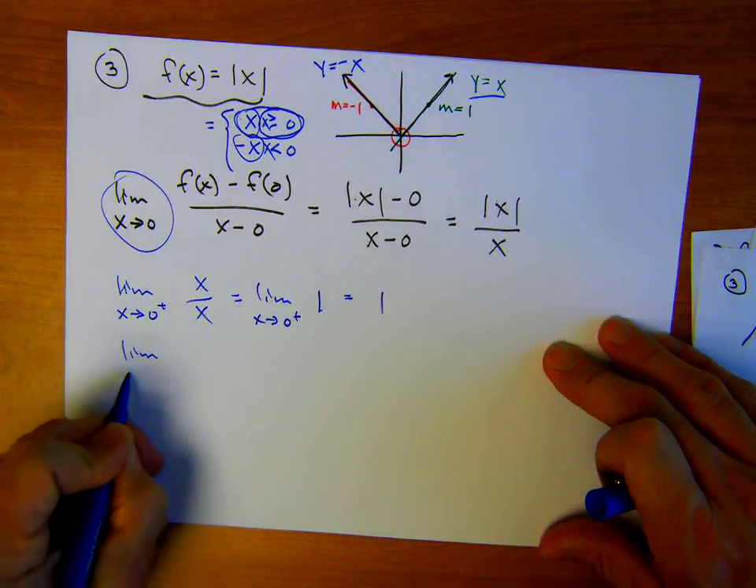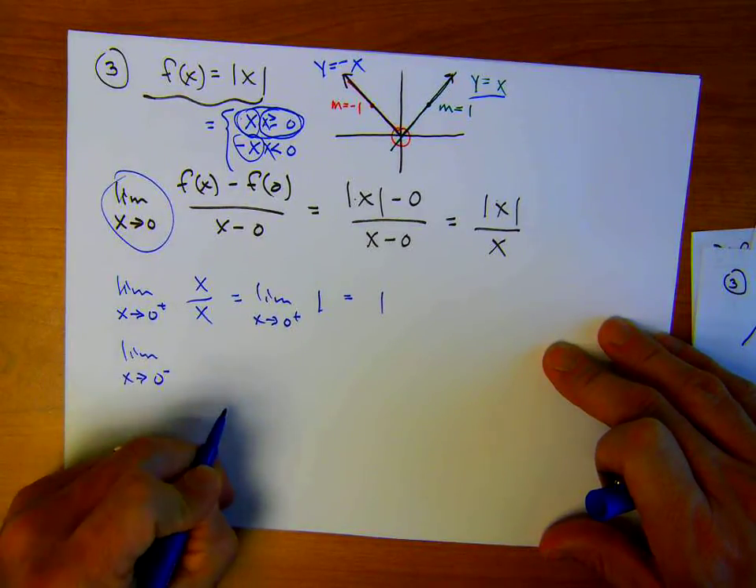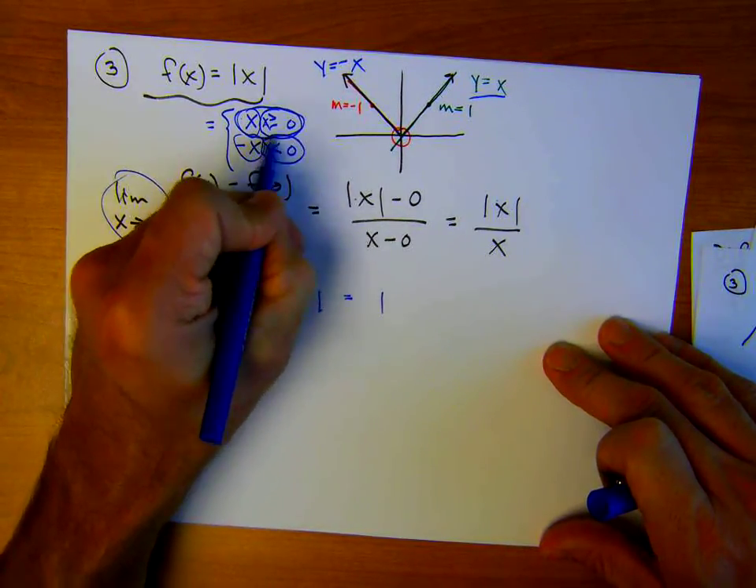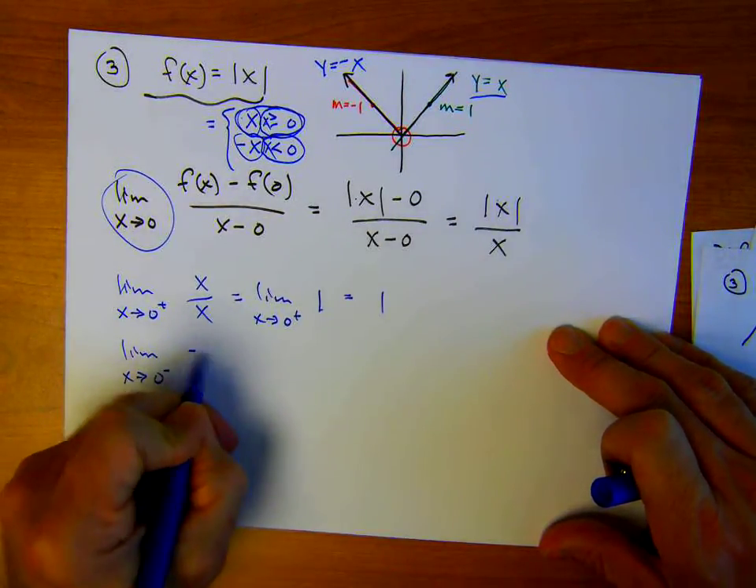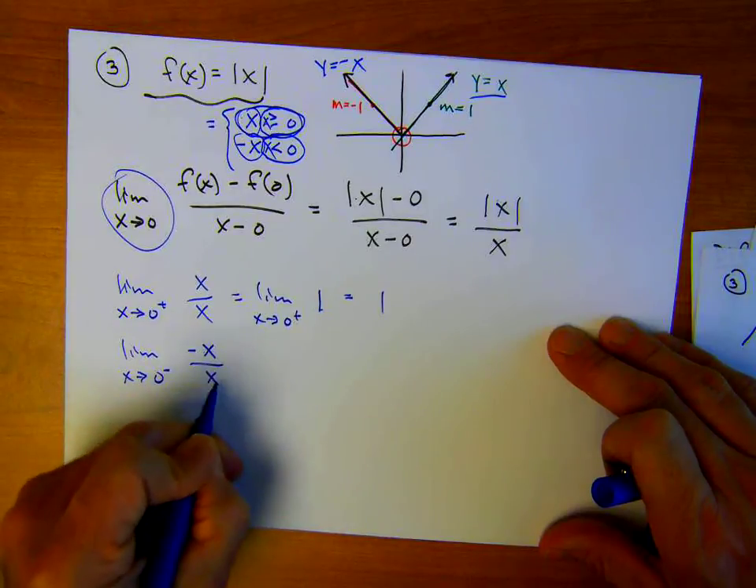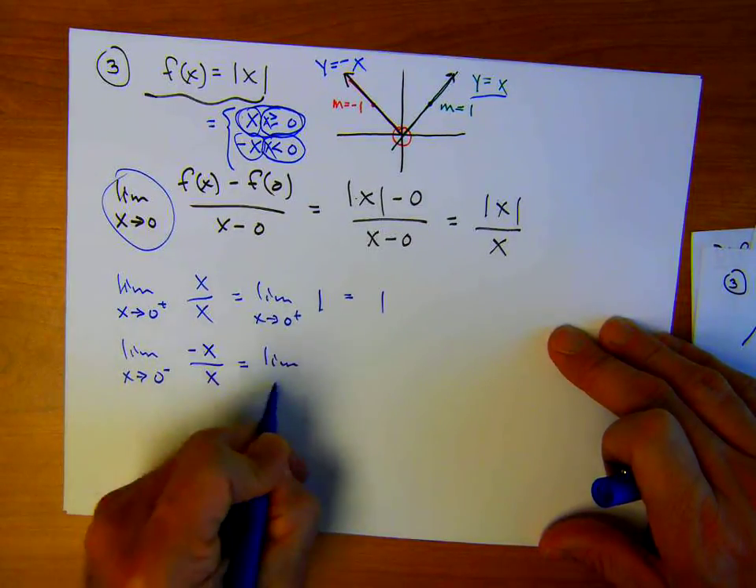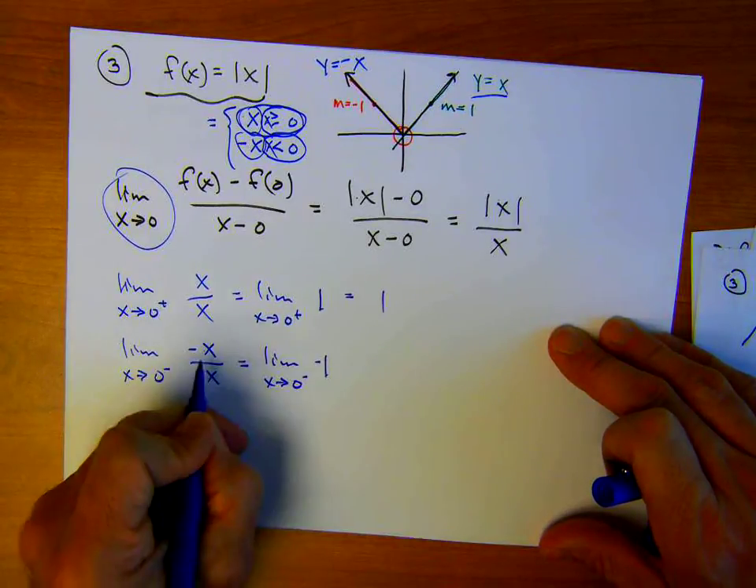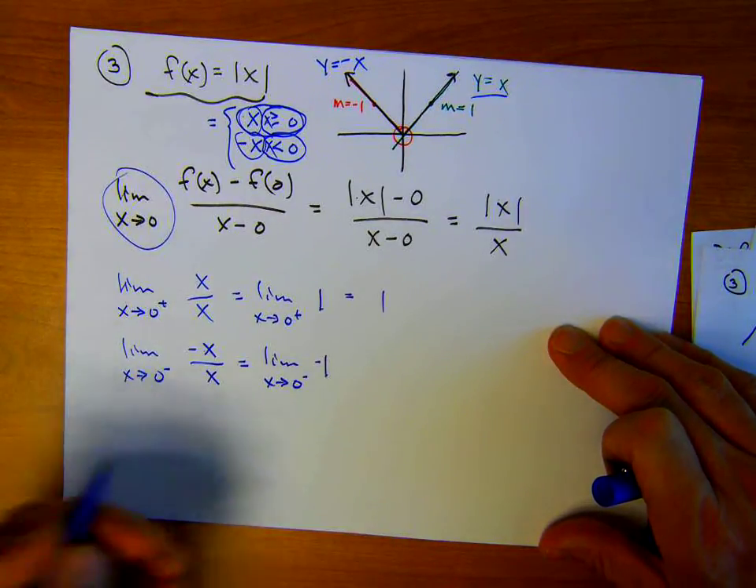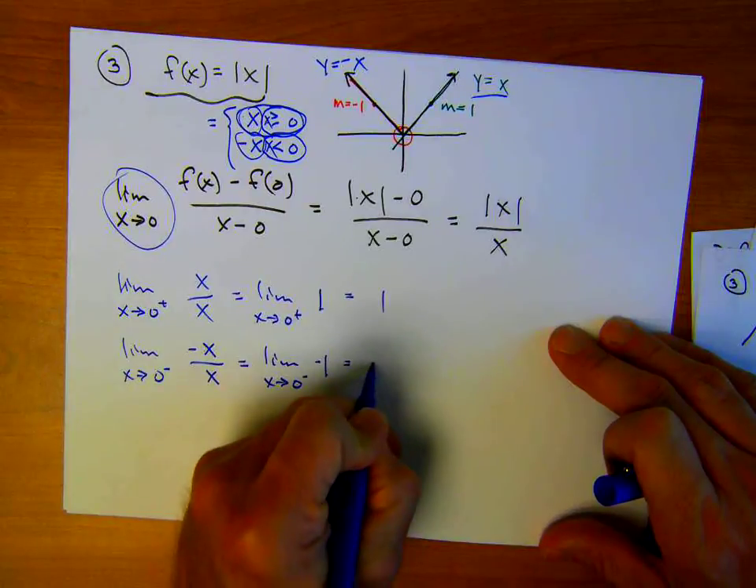Coming at it from the left, now we're on this part of the domain where x is negative. Absolute value is negative x over x. Well, that's the limit as x approaches 0 from the left of -1, right? Because negative x divided by x for any value of x is -1. And that gives me -1.